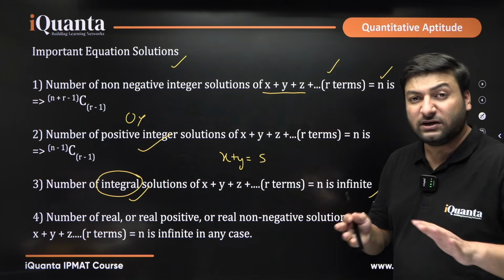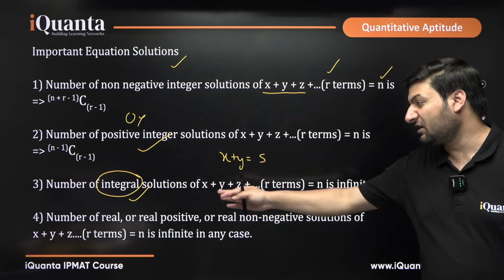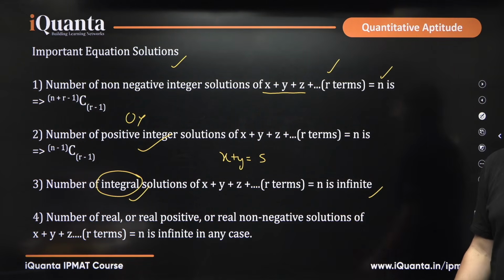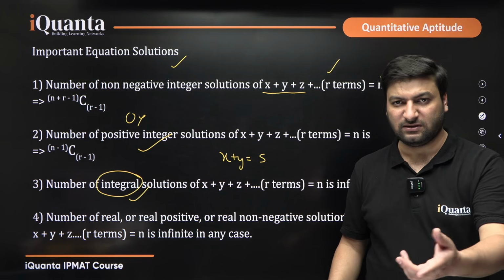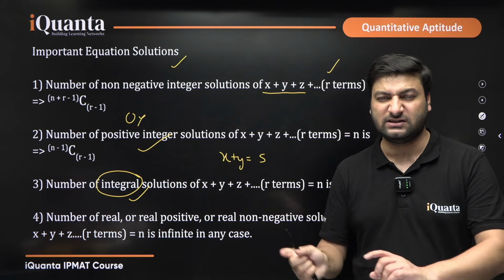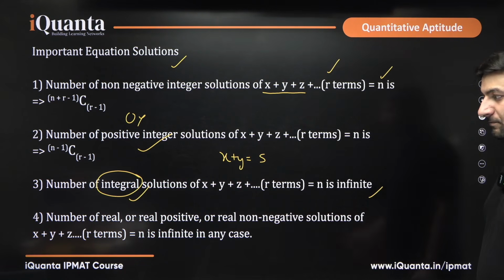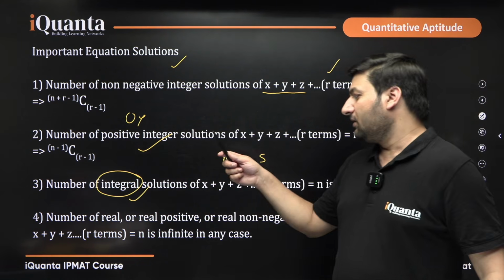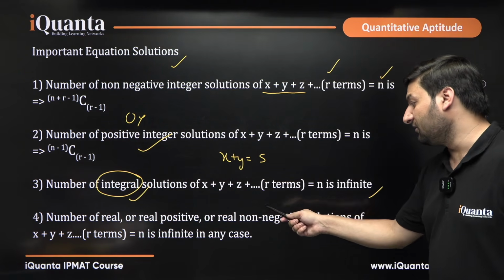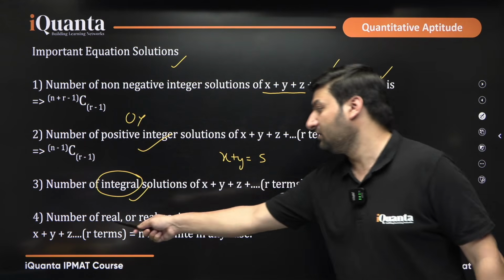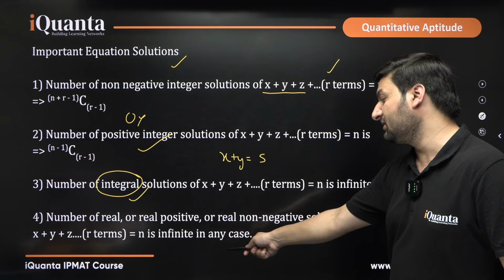So, if all integers are allowed, plus minus both, then there are infinite such solutions of this equation, and there is a very simple logic to that I have explained. You can put any two values here, plus minus, and they should have a sum 5. The number of real or real positive or real non-negative solutions of x plus y plus z up till r terms equal to n is infinite as well.